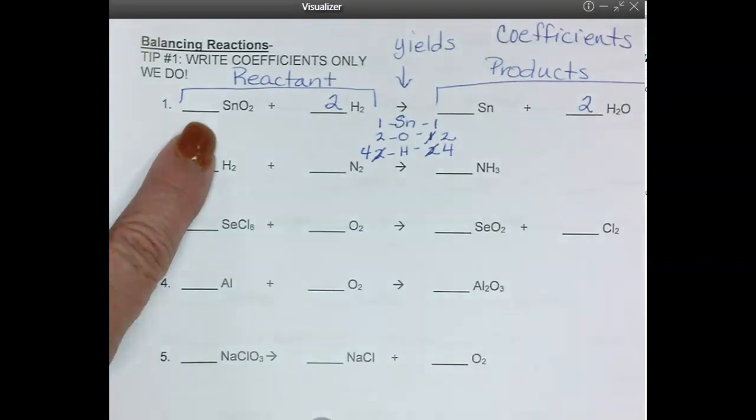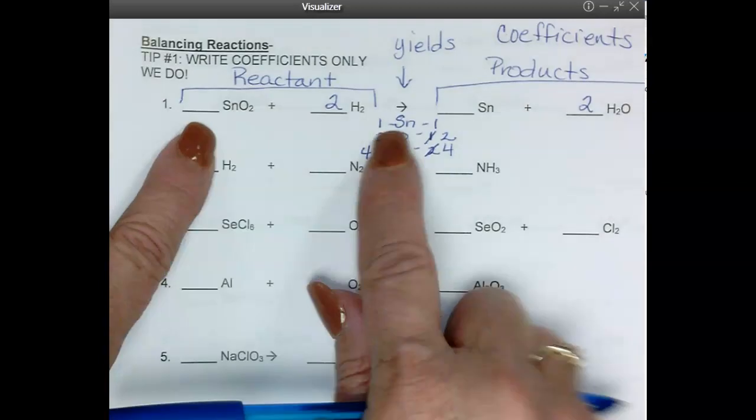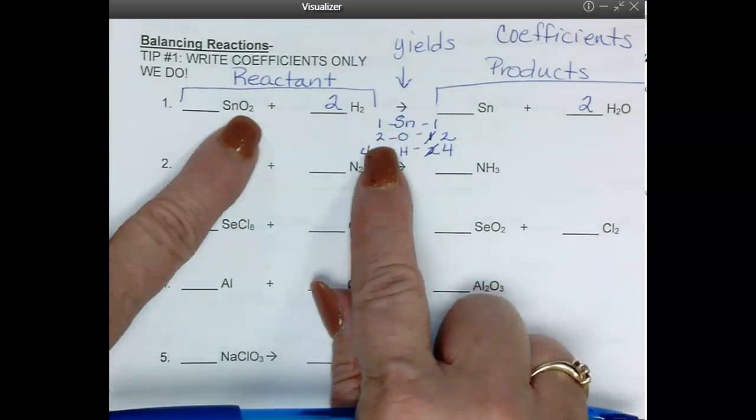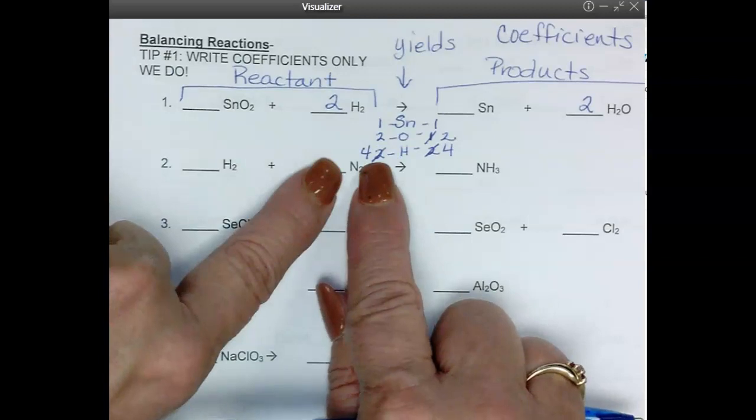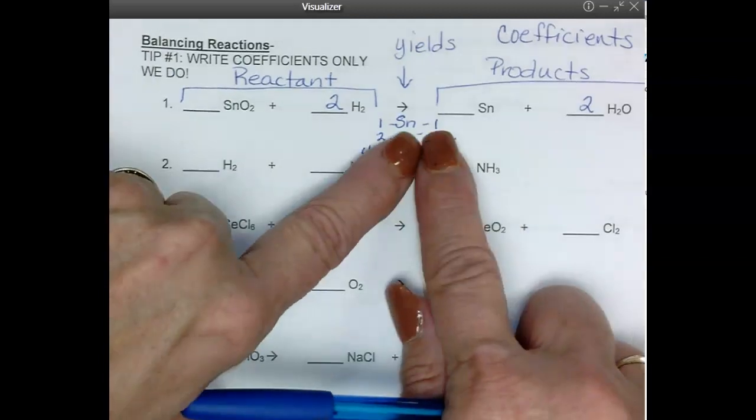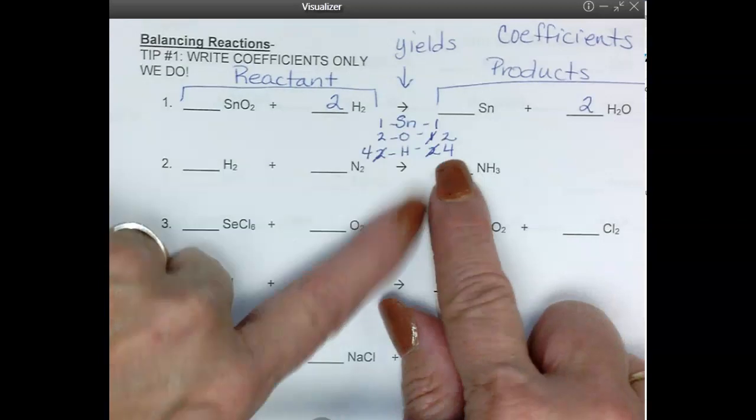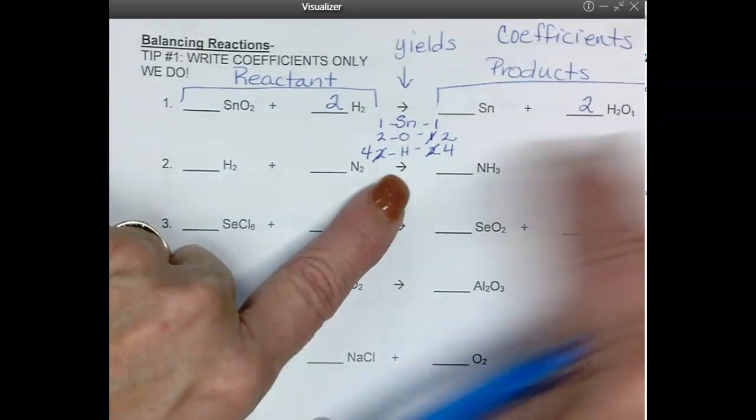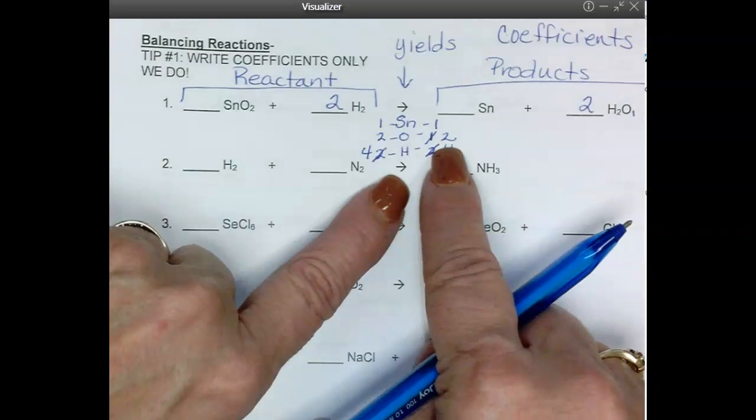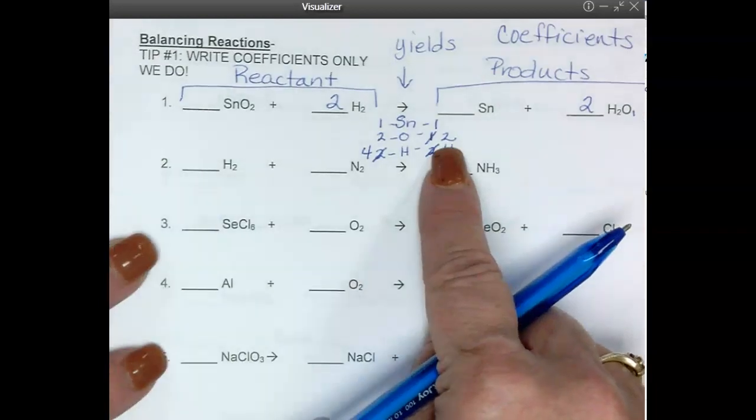Now let's go back in and always go back and recount. I have 1 and 1, I have 2 oxygens, and 2 times 2, I have 4 hydrogens. On this side, I have 1 and 1. 2 times 2 is 4 hydrogens, and then 2 times that 1 is 2 oxygens. And so this is now balanced, is what we call it.